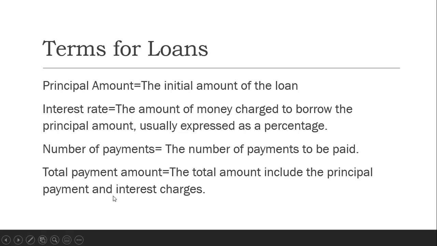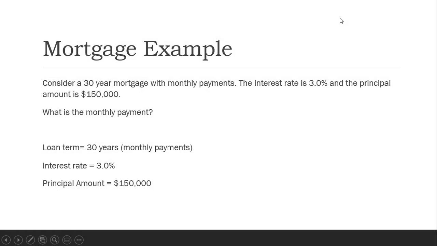We are also going to look at the total payment amount for that item. And the total payment amount is going to include the principal payment plus your interest charges. So you need to know at the end of the day, how much am I actually going to pay for this house? So I need to know how much the principal is and how much interest charges. We have an example for a mortgage. And a mortgage is simply a loan based on a residence, a home or a condo or such.